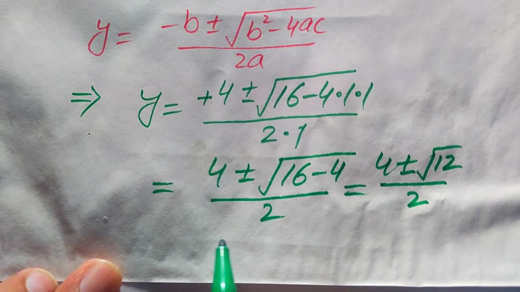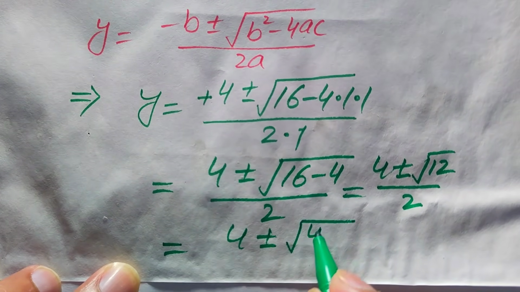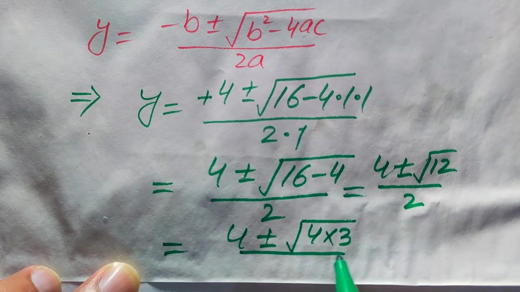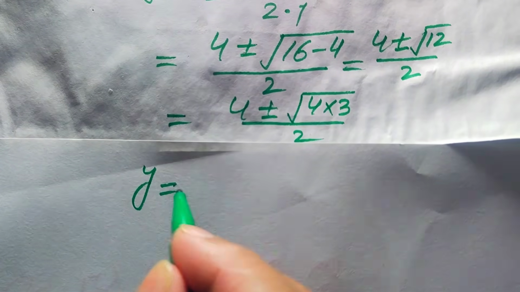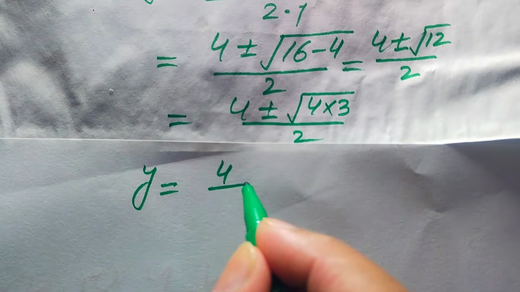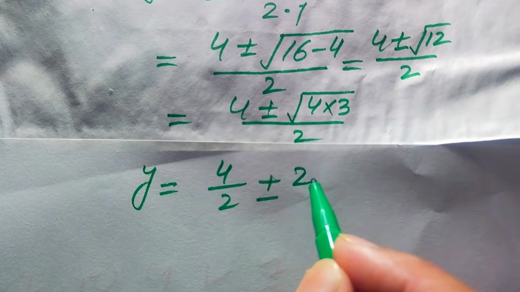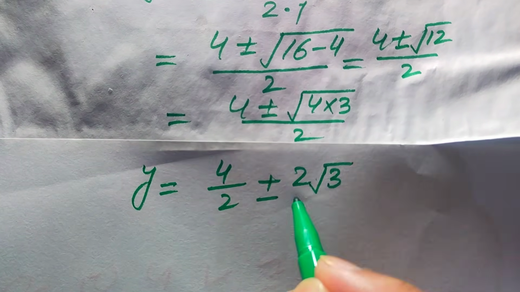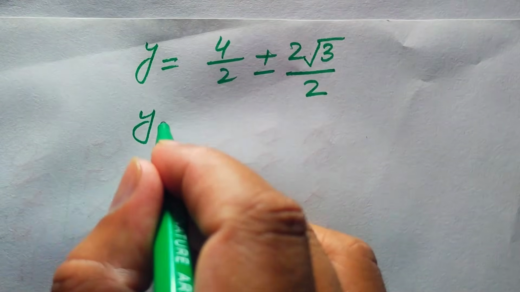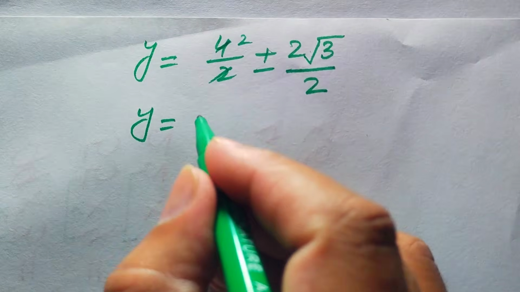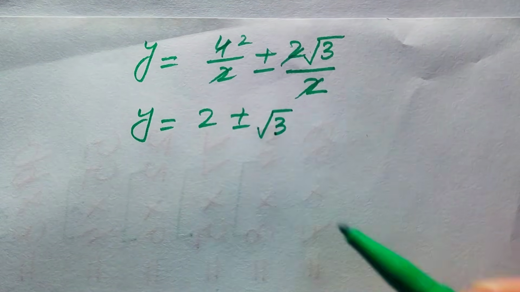And further we need more simplification, and we have 4 plus minus, we write this 12 as 4 times 3, and it is divided by 2. In the next step we have y equals, we break this fraction and write it as 4 divided by 2 plus minus, square root of 4 becomes 2 times square root of 3, divided by 2. And further we have y equals 2 plus minus, the 2 and 2 are also gone, and we get square root of 3.